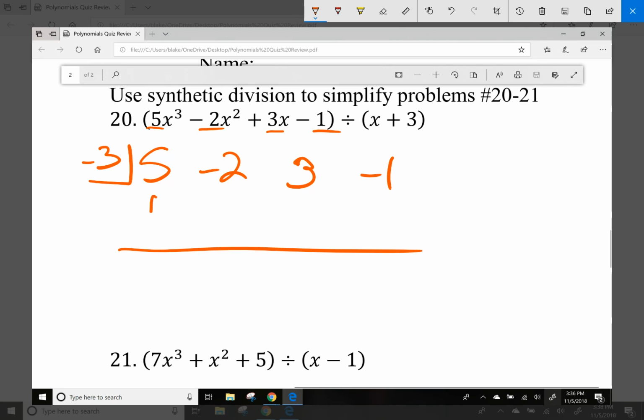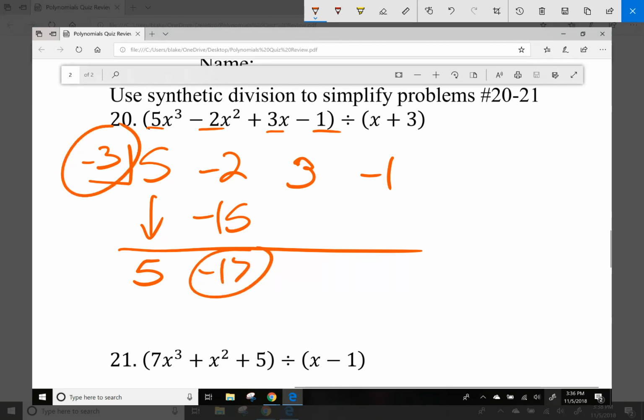So you always bring the first term down, don't change it. 5 stays 5. Whatever goes below this line, multiply it by my a value, which is -3. So 5 times -3 makes -15. We put that under the next term, and we add these terms up. So -2 minus 15. When I say add, it's really just kind of combine them. It's a -15, so it's minus. That makes -17.